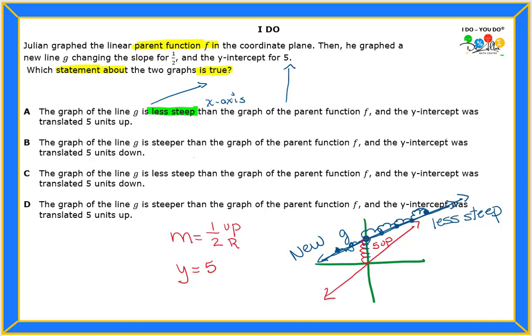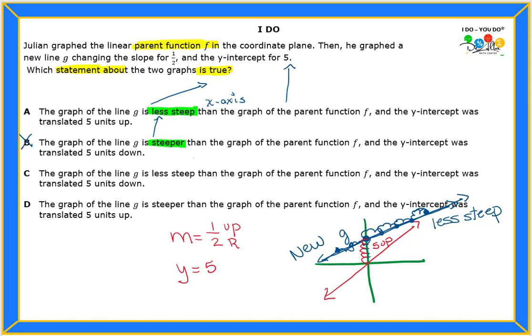Letter B says the graph of the line g is steeper. Now remember what I said about steeper? Steeper means that it's more standing up. And no, I don't think it's more standing up. It's actually more flattened, right? So no, that's not right.